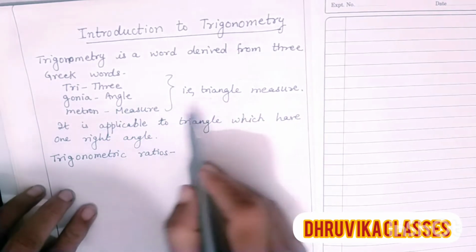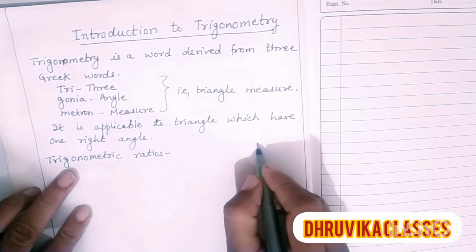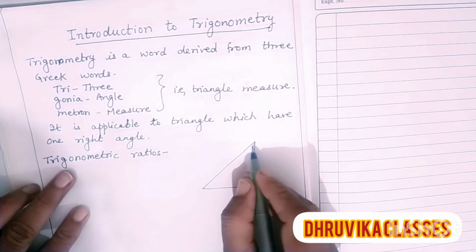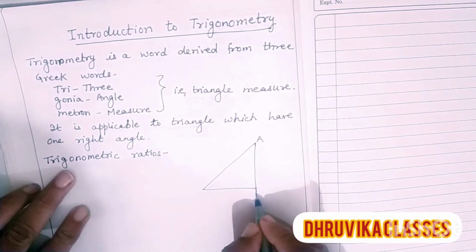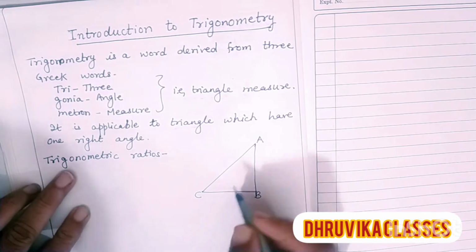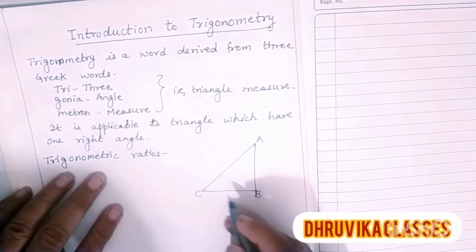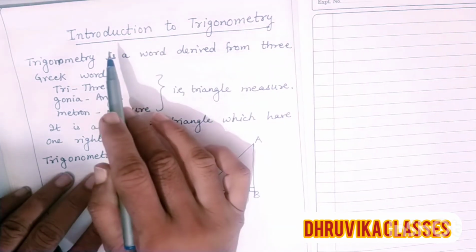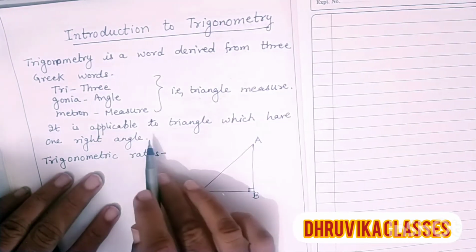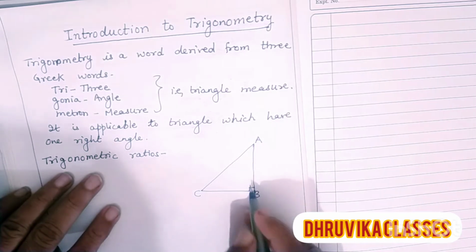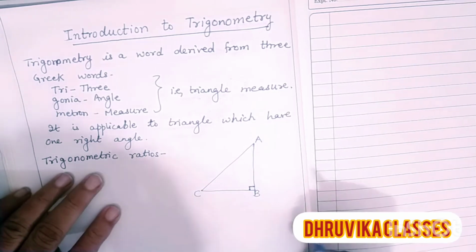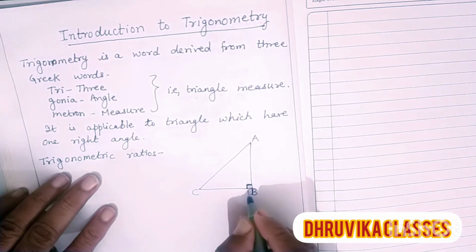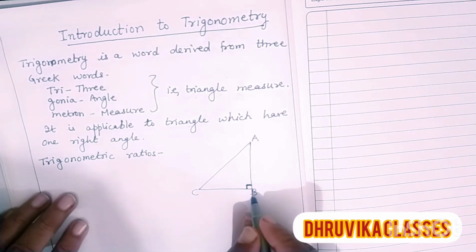Now see, triangle measure means triangle has how many parts? We know that a triangle has 6 parts. It has 3 angles and 3 sides. So if one angle is known and one side is known, we can find the rest using trigonometry. But students, it is applicable to triangles which have at least one right angle. At least means only one right angle is possible in a triangle.